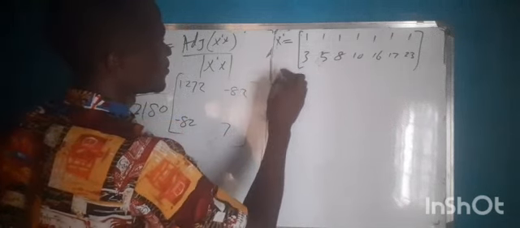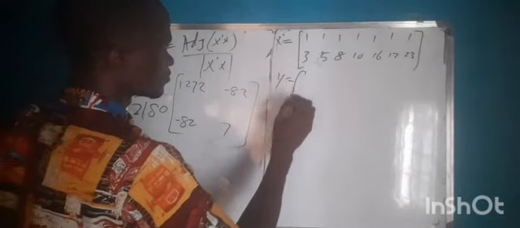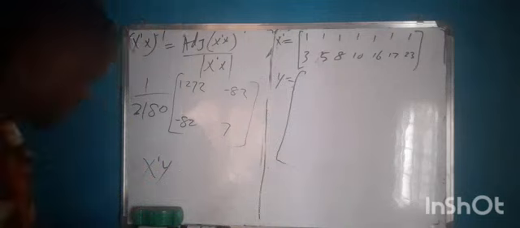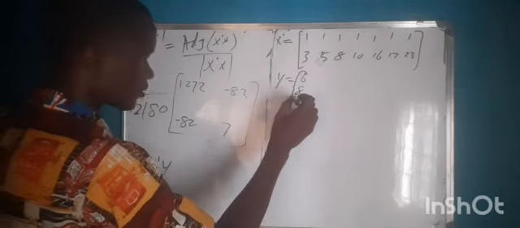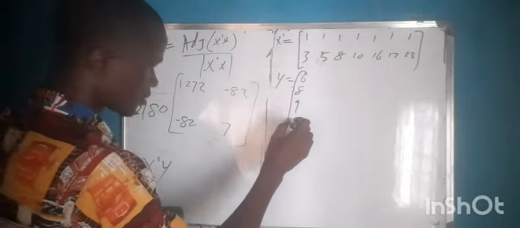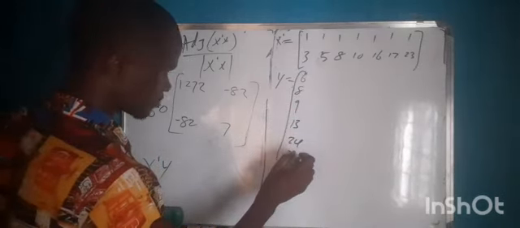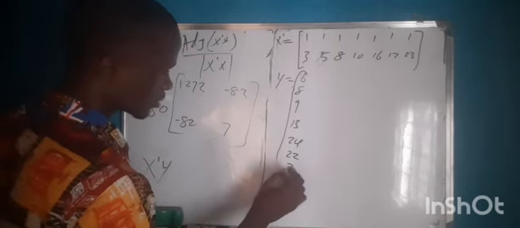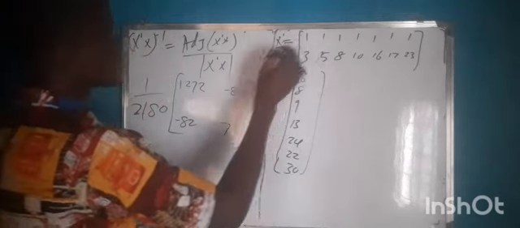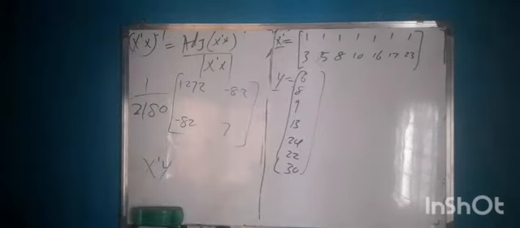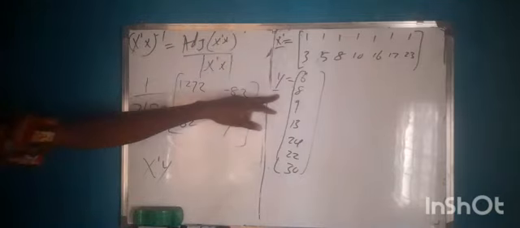Our Y is 6, 8, 9, 13, 24, 22, 30. This is our Y, our vector Y. So we're going to multiply X transpose by Y.